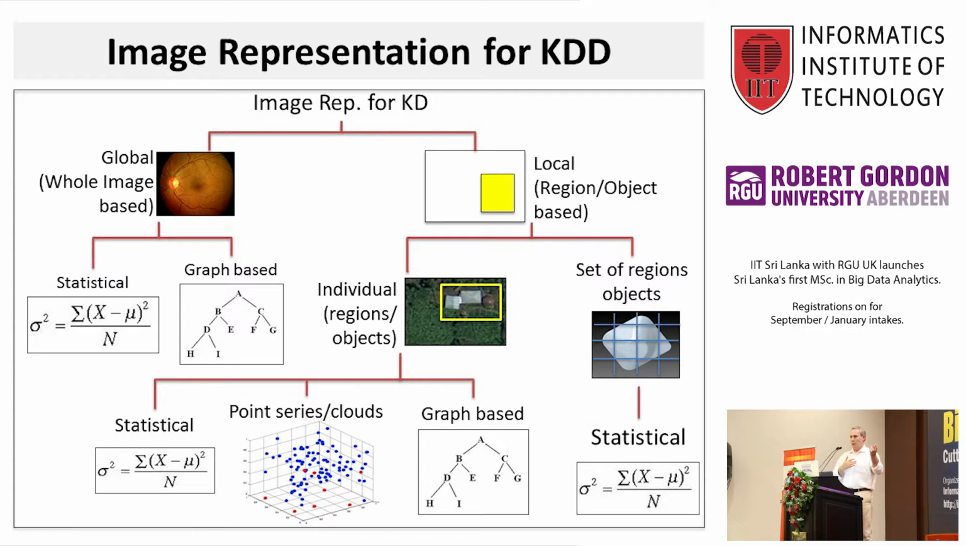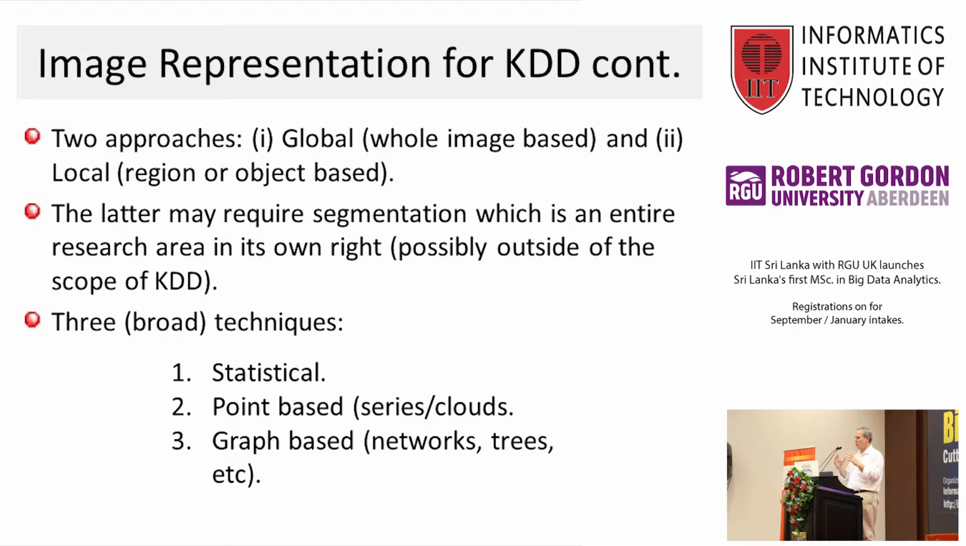We've got global approaches, local approaches. The thing about local approaches is they require segmentation. You've got to identify the object in the image that we're interested in. Segmentation of images is a whole research field in its own right and outside the scope of this presentation. So we just have to accept that we can do that. And indeed we can. And then the three different techniques.